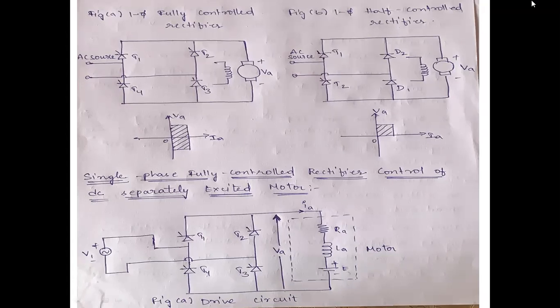These are called half controlled rectifiers. These rectifiers are half controlled because they allow DC voltage in only one direction, and the motor operation is in quadrant 1 only, in the VA-IA plane. For low power applications, say up to 10 kilowatts, single phase rectifier drives are used, and for high power applications, 3 phase rectifier drives are used.